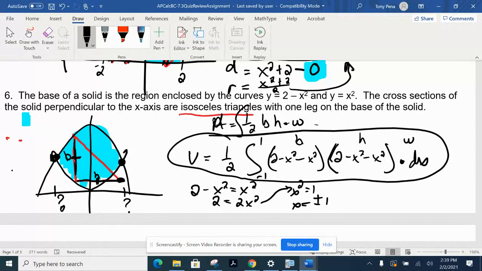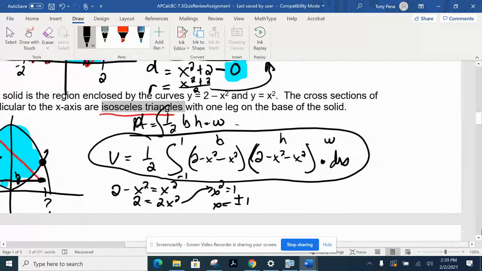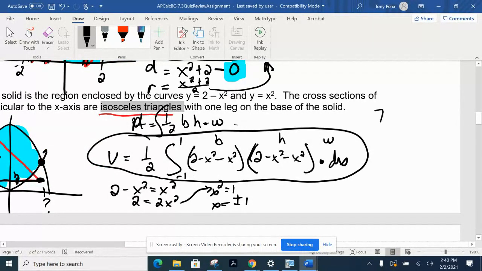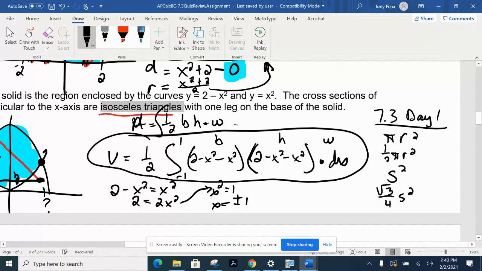Now, I will not give you an isosceles triangle tomorrow, so I wouldn't freak out about that. But certainly all the other geometric shapes that we've dealt with, so if you look through 7.3 day 1, that's where these come from. We did circles as a cross section, semicircles, which we just did one of in the previous problem. We did a square, and we did equilateral triangles. So look those over, make sure you can handle those. There's going to be 1 or 2 of those on there.